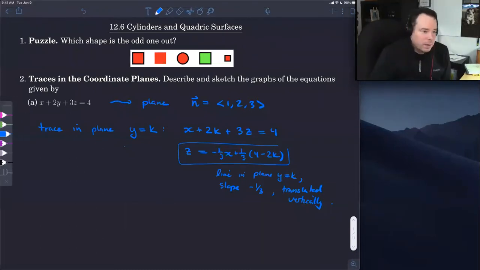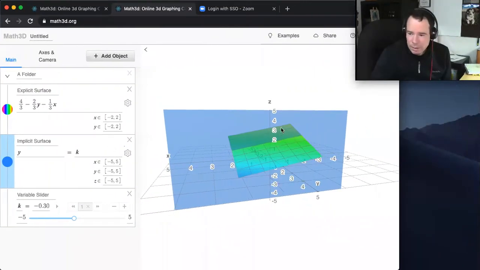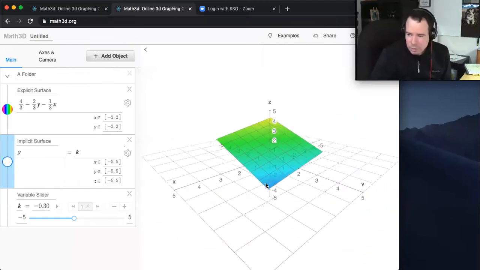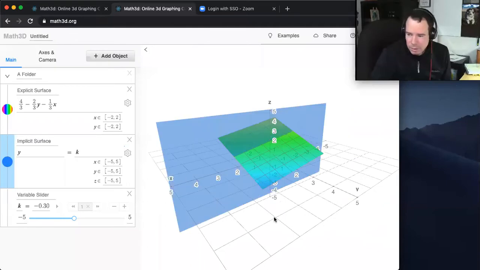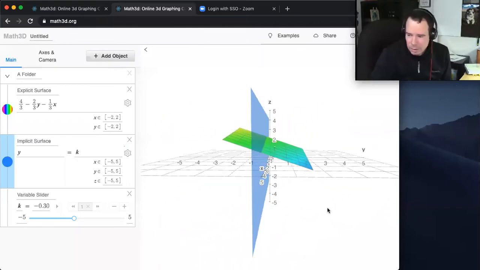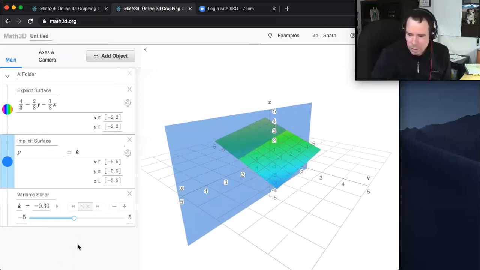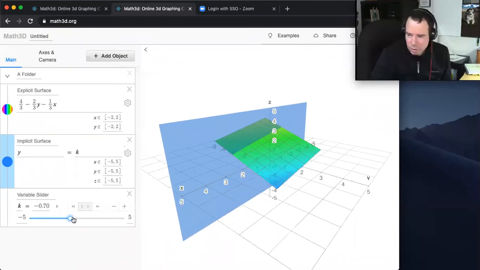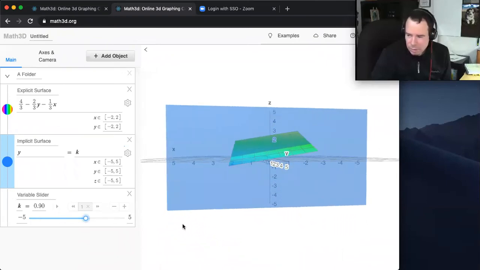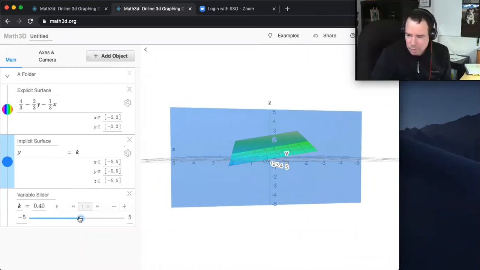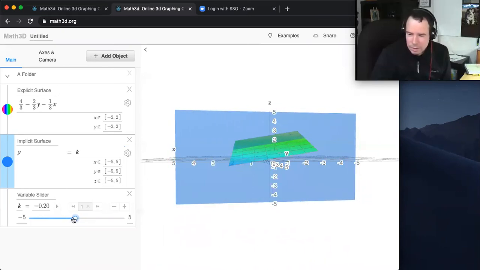So what is this actually capturing? This trace is capturing this idea where, I'll turn off my trace right now, I've got my plane, that's my surface. And all I'm doing is drawing a plane parallel to the xz plane, so through a particular y value. And then as I let my y value change, what I'm going to do is stare at it from this side, and I get a line in this plane. I'm just looking at the intersection, and the intersection's a line, and its slope, in this case, is -1/3.